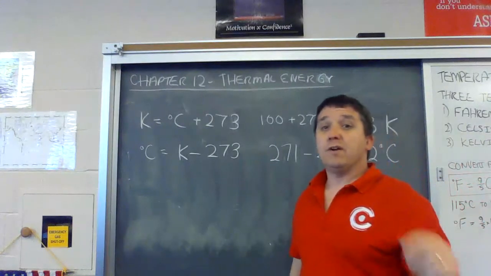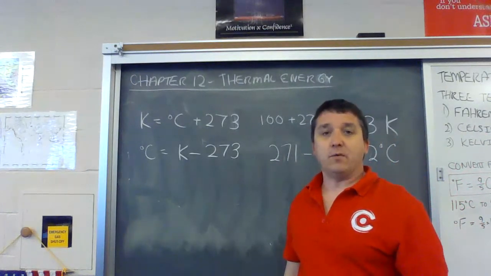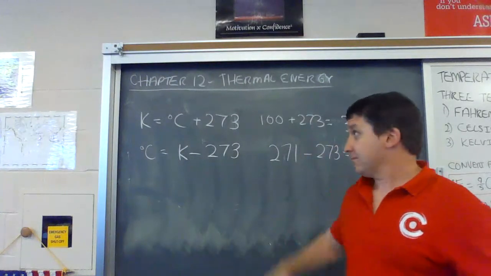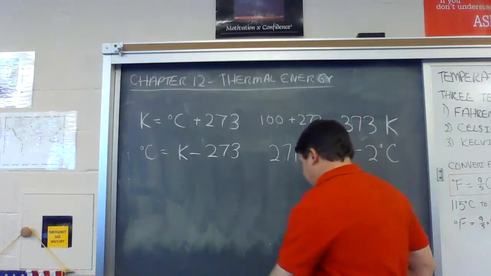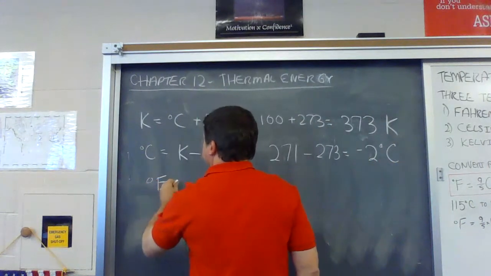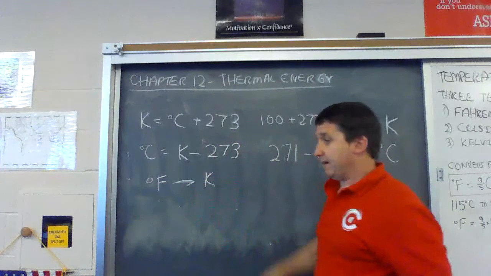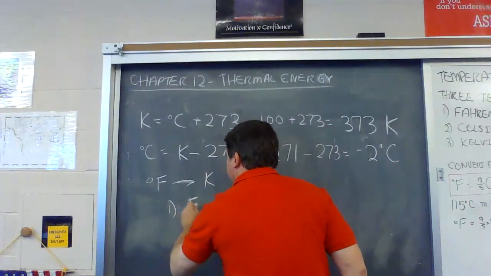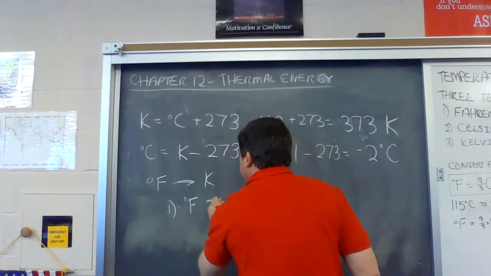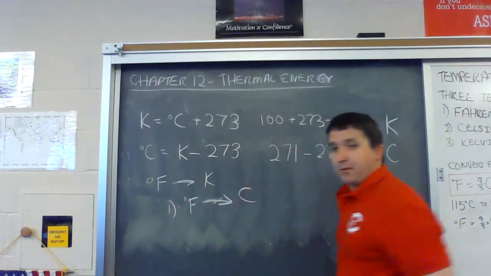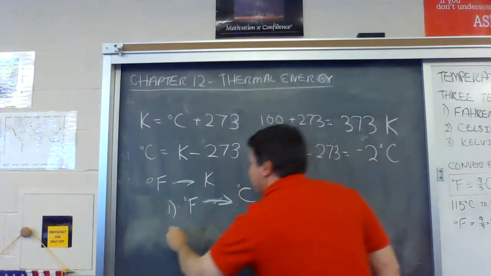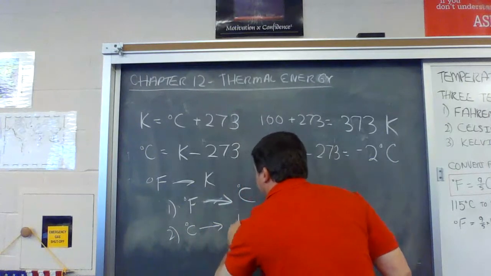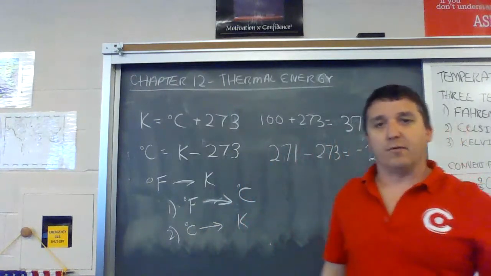Now, you can also, and I do have one problem on here where you need to do this, convert from Fahrenheit to Kelvin. All right, to convert from Fahrenheit to Kelvin, the first step is to convert the Fahrenheit temperature to Celsius using the appropriate formula. And then the second step is to convert from degrees Celsius to Kelvin. All right, it's just a two-step problem instead of a one-step problem.